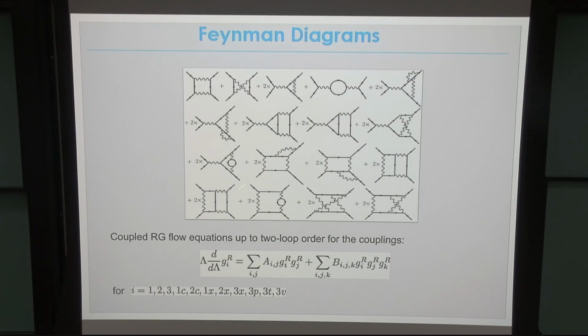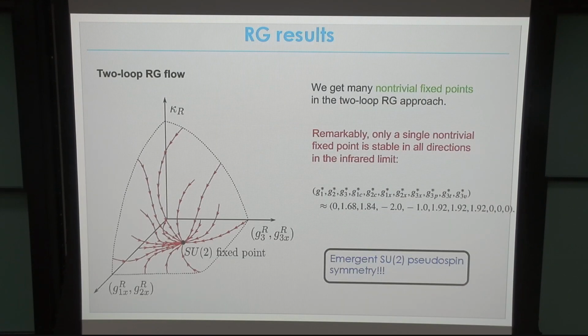But first, let me show you very briefly the diagrams for the vertex corrections in the model. So we have to calculate many diagrams. And as a result, we get many coupled RG flow equations up to two loops. So this is schematically the RG flow equations for the couplings. I'm not going to show you all the details because the RG flow equations are really, really big. But they are not complicated to solve numerically. So we are going to do that, and as a result, we get many non-trivial fixed points using this two-loop RG approach.